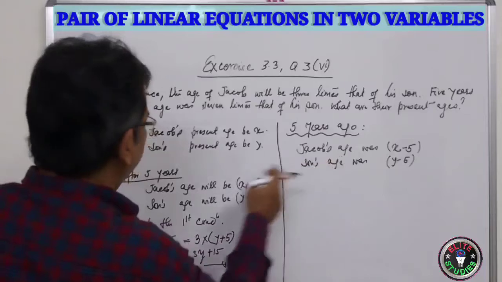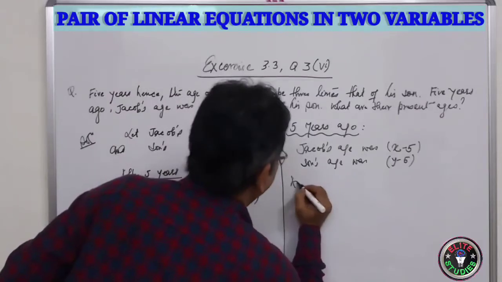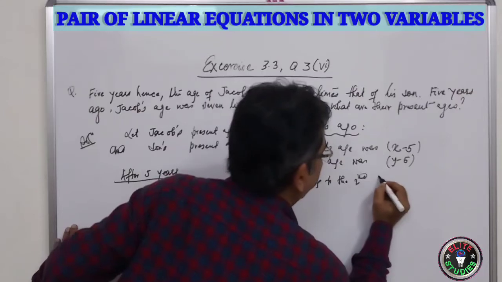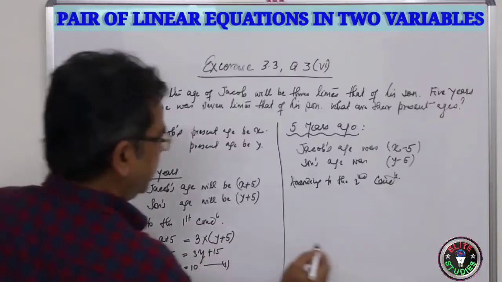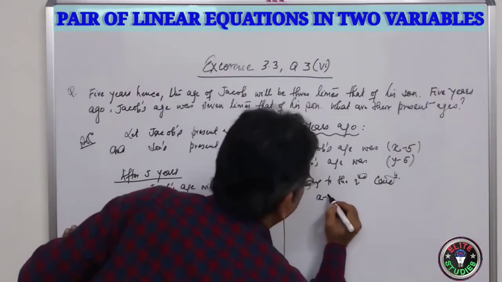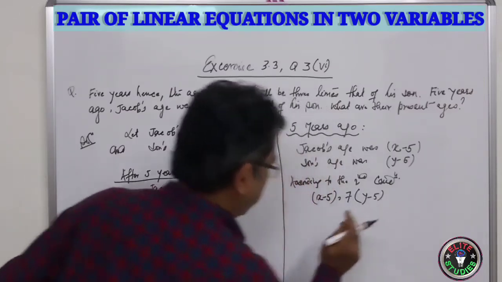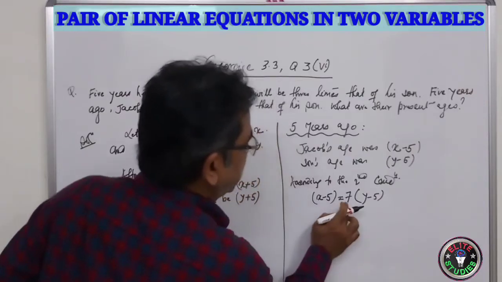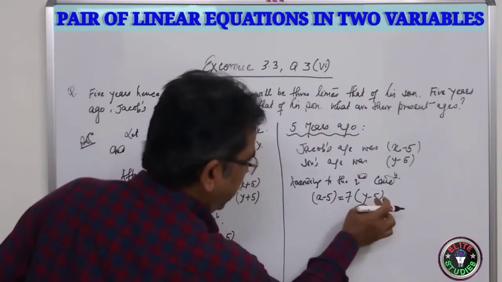Now here Jacob's age was 7 times. So according to the second condition of the problem, what can we write? Jacob's age was 7 times. So Jacob's age will be equal to 7 times the son's age. Times means always into. So 7 times the son's age.